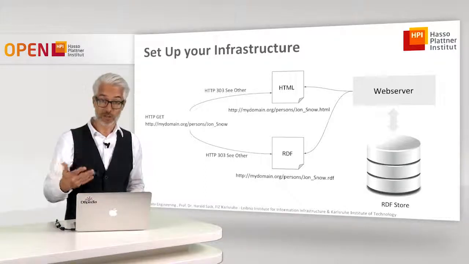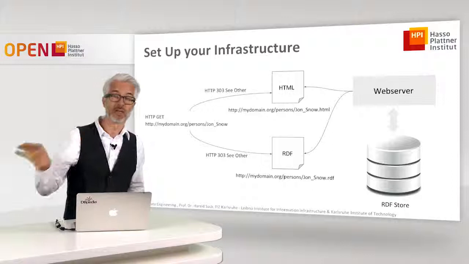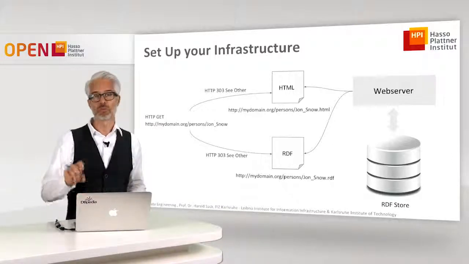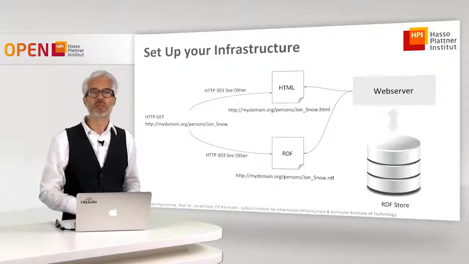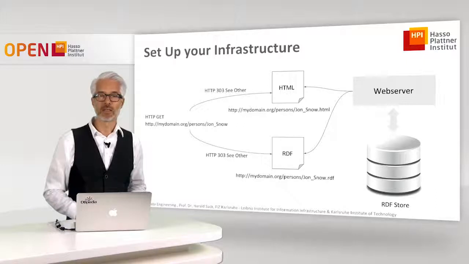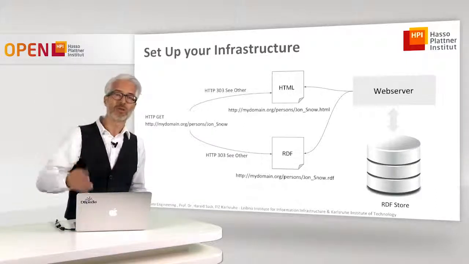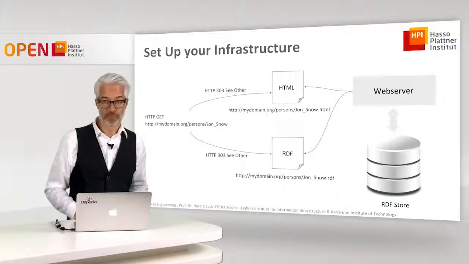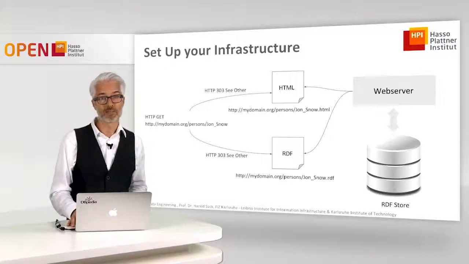Of course, you should think also about setting up your own infrastructure. You should provide an RDF store and some kind of web server which does the content negotiation, so that with your HTTP GET request, content negotiation is carried out, and you get either a human-readable HTML file or the machine-readable RDF. And then you're ready, and your dataset is part of the web of data.